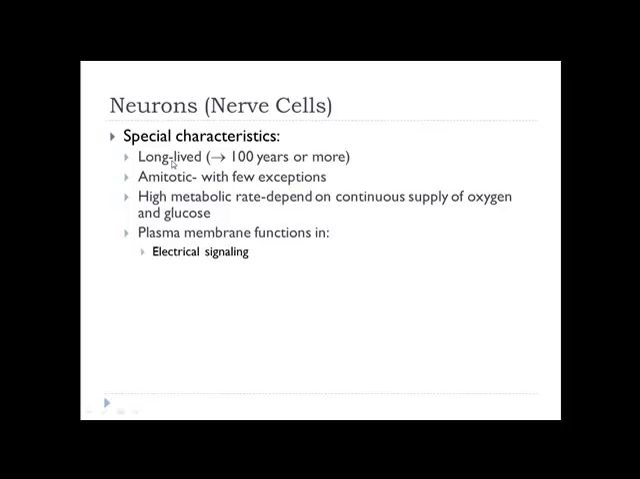They can live a long time. They can live up to 100 years or even more. However long you live is how long your neurons can live. They have a very high metabolic rate, and they need lots of oxygen and glucose. So if you stop breathing or they stop the glucose delivery, the cells can die.